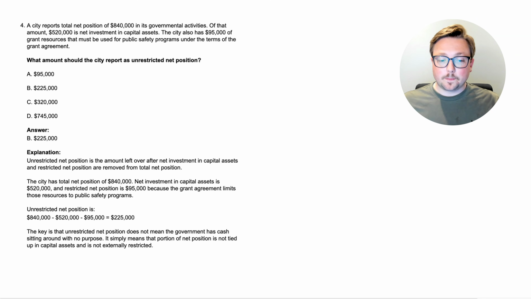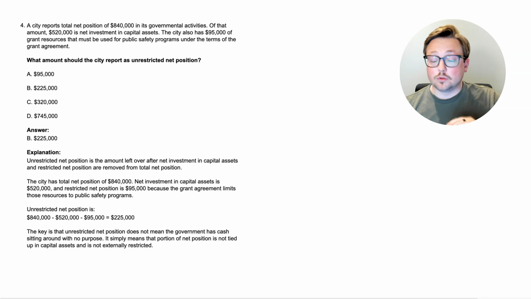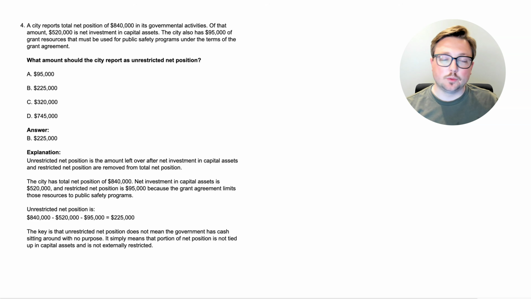Again, the key here is that unrestricted net position does not mean that the government has cash sitting around with no purpose. That's not what it's saying. It simply means that portion of net position is not tied up in capital assets and is not externally restricted. They could still restrict it, in air quotes, for something that they want to use it for. Management could do that, but because it is not externally restricted, it's still counted as unrestricted when it comes to calculating net position.